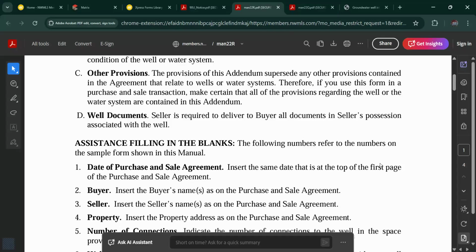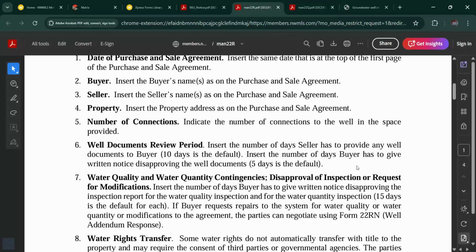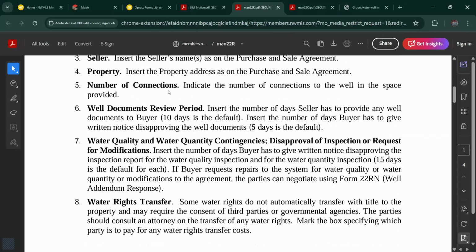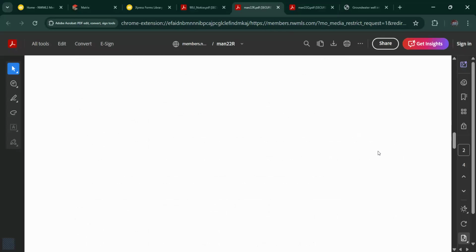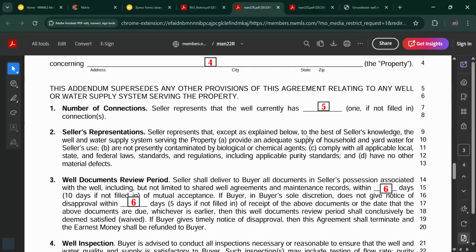I think there are. All right, assistance in filling in the blanks: the date of the purchase and sale agreement, buyer's name, seller's name, property address. Very first thing, Jason's wondering, is this from just a single well? Number 5 is number of connections. Indicate the number of connections to the well in the space provided. That can be house and barn, it could be everything on the same owned property. For ADUs, if it's on a well, how many connections? It's one if not filled in, so definitely fill these in.